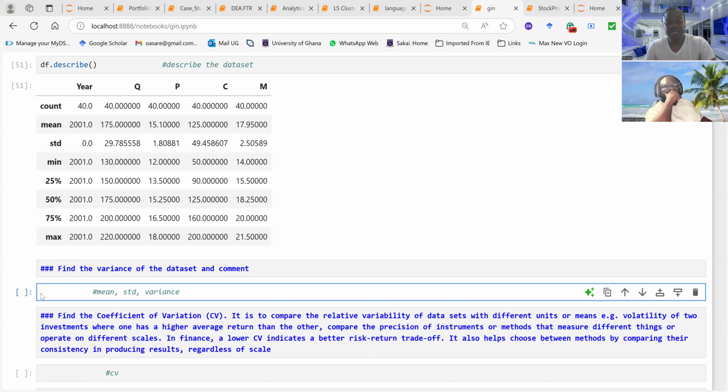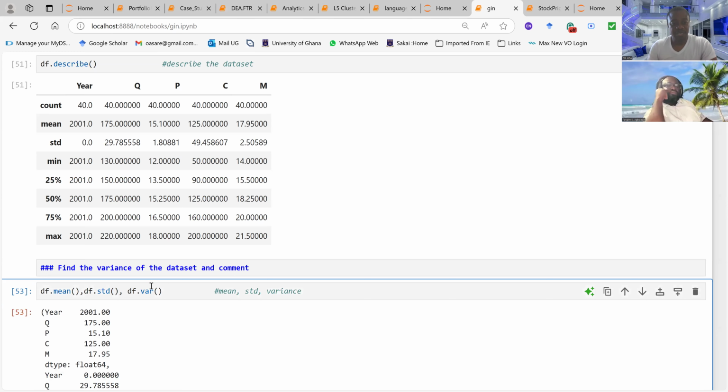You can generate the standard deviation on its own. You can generate the mean on its own if you want. So you just do df.mean() if you want to have the mean, then bracket. You can also do df.std() for the standard deviation, then bracket. Then you can also do df.var() for the variance. You can do that for all of them. And you can run this. Let's run it. And then it will give you results for each one.